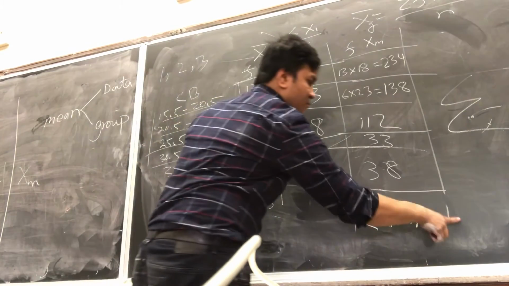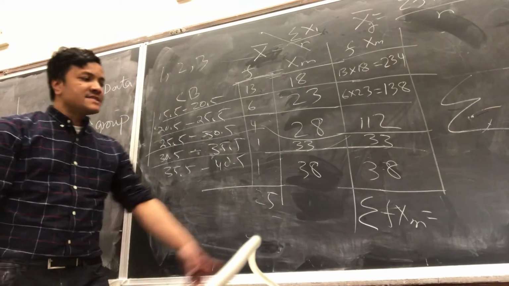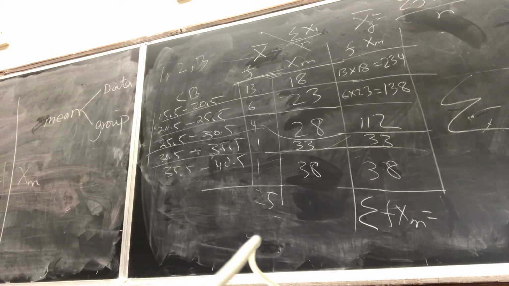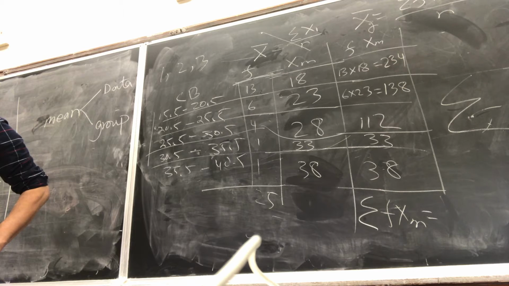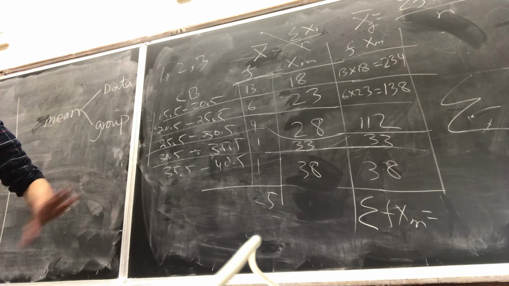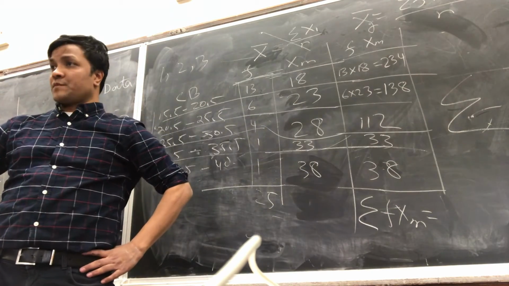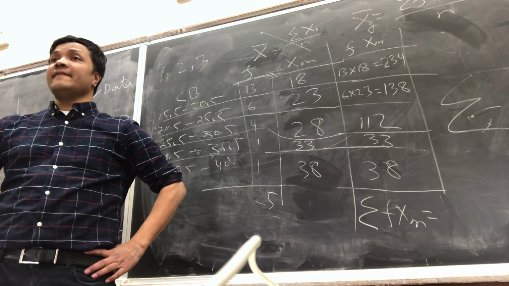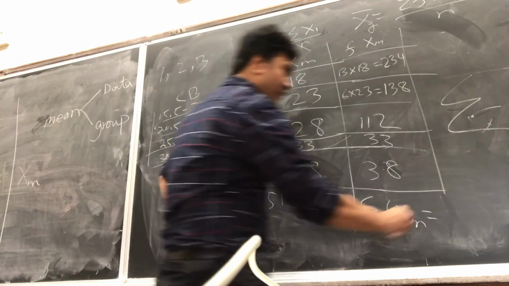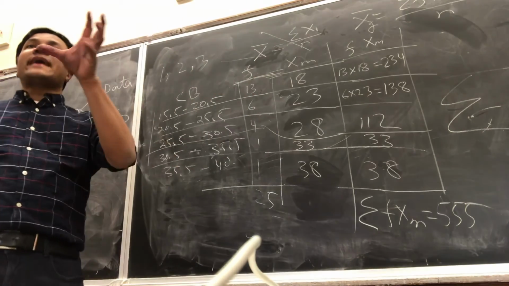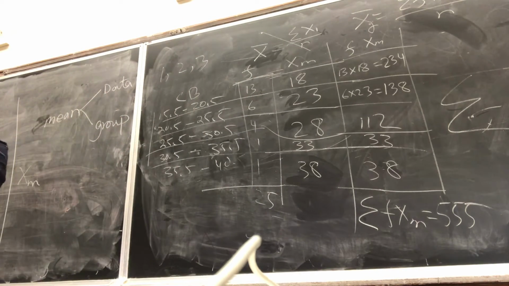I'm going to give you 10 more seconds to add it up. It tells you to add everything up. So when you add it up, it's doing the f times xm and then divided by n. Just sum it up and then we divide by n. 555. Now we have everything we need to use the formula, right?